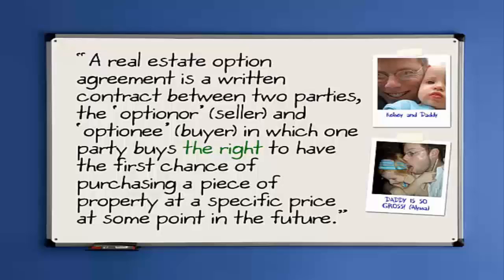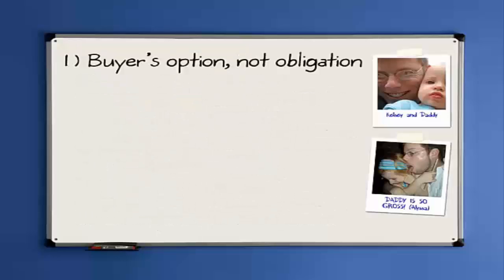Now, there's a reason that the right is in green. I'm emphasizing you are not buying the property necessarily. You're buying the right to buy the property. Therefore, it is your option. Get it? So, point number one, it is the buyer's option, not obligation to buy.